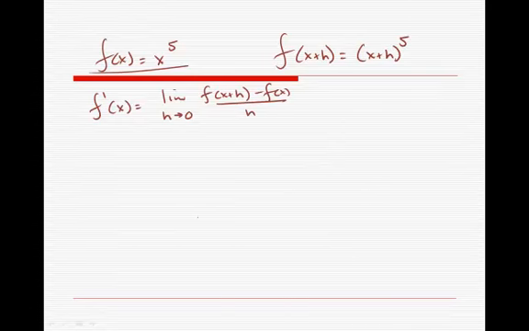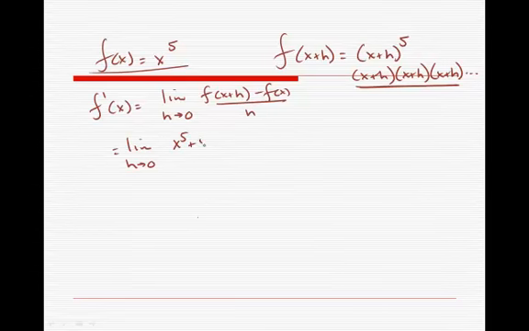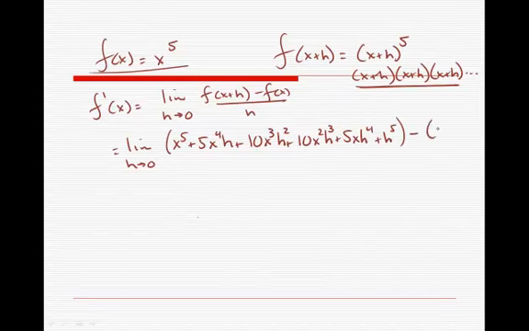Now this is going to be quite a big expansion. We've got to actually FOIL out this 5 times, etc. So I will go ahead and do that for you, and we find that we are going to take the limit as h approaches 0, f of x plus h, if we take all of this and FOIL it out, will be x to the fifth plus 5x to the fourth h plus 10x cubed h squared plus 10x squared h cubed plus 5x h to the fourth plus h to the fifth minus our f of x, which is x to the fifth, all divided by h.